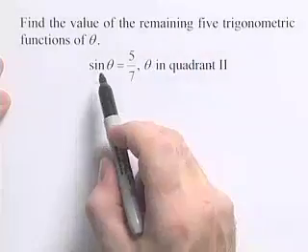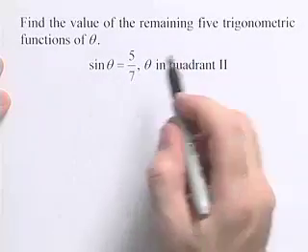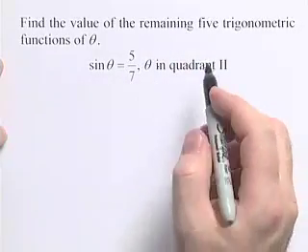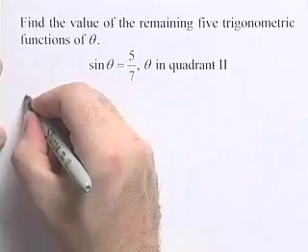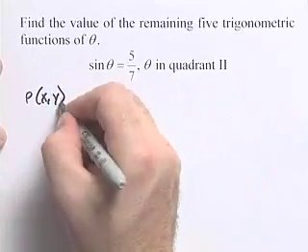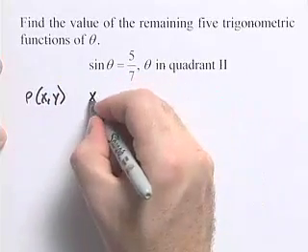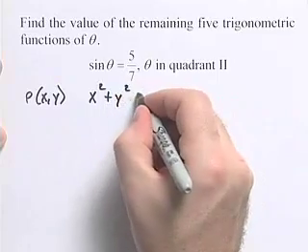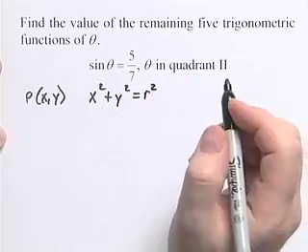Here we'd like to find the 5 remaining trigonometric functions for the angle theta. We're given that the sine of theta is equal to 5/7 and theta is in quadrant 2. We're going to let the point (x, y) be on the circle x squared plus y squared equals r squared.